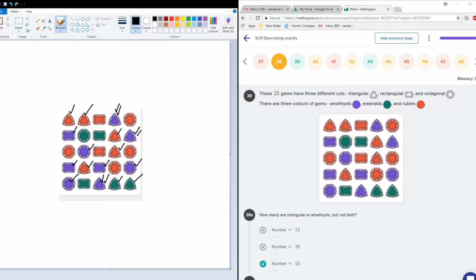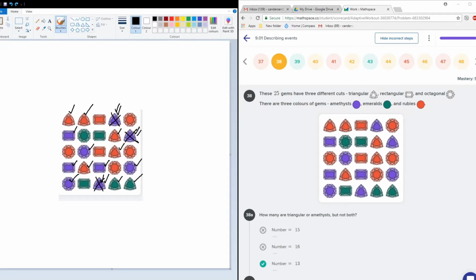So we know that this one does not count because it has 2 ticks. This one does not count because it has 2 ticks. And this one does not count because it has 2 ticks. So let's just scribble out those 2 ticks so we don't accidentally count them. So we have 1, 2, 3, 4, 5, 6, 7, 8, 9, 10, 11, 12, 13. So all up, we have 13 triangular or amethysts, but not both.